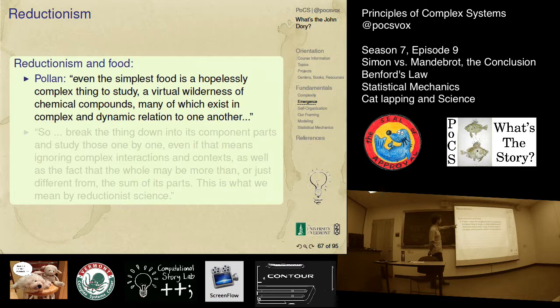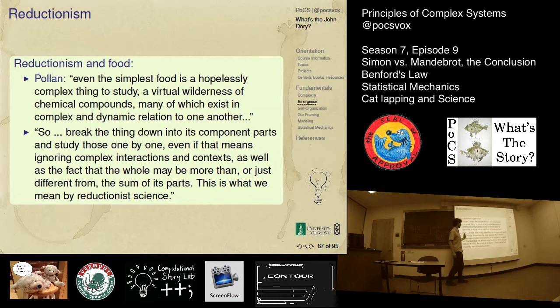So here's Pollan's thing. Even the simplest food is a hopelessly complex thing to study, a virtual wilderness of chemical compounds, many of which exist in complex and dynamic relation to one another. And I mentioned this before, but where we are with nutrition is, here's a label on the side that tells you some of the components, right? It's like saying, here's my friend. They have 70% water. They have some carbon atoms in them and some molecules. They have a kidney. I don't know. It's not really great.